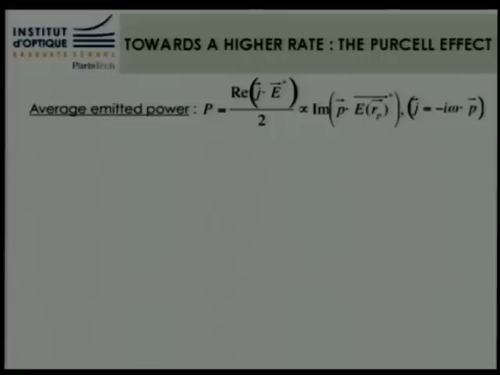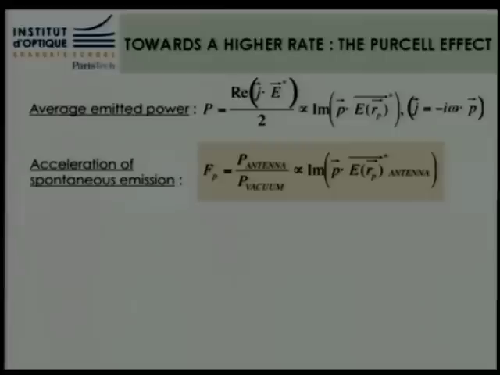the rate issue. So when computing the average emitted power of a dipole, one can deduce an acceleration of spontaneous emission, an enhancement factor, which is proportional to the imaginary part of the scalar product between the electric dipole moment P, with the electric field E at the position of the dipole.